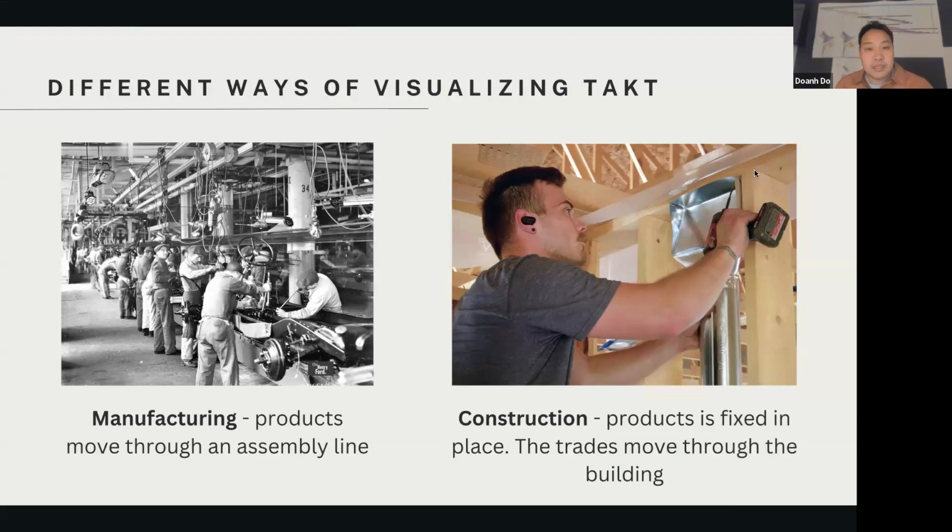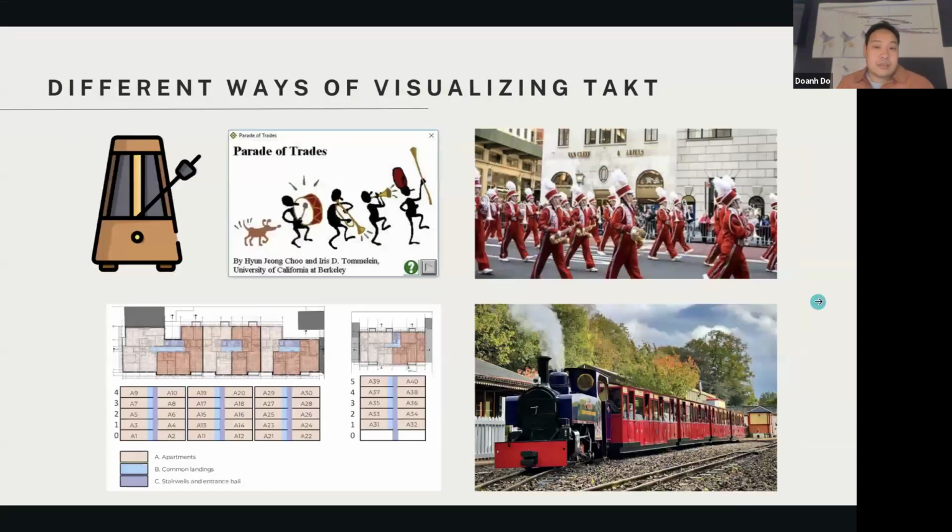So the same concepts of TAKT in manufacturing apply to construction, as long as we understand that humans and teams need to move. The product is steady. The way that we visualize TAKT, there are a few ways of thinking about this. One is thinking about the beat, where you have different zones and areas, and after a certain amount of time, everybody moves to the next space.